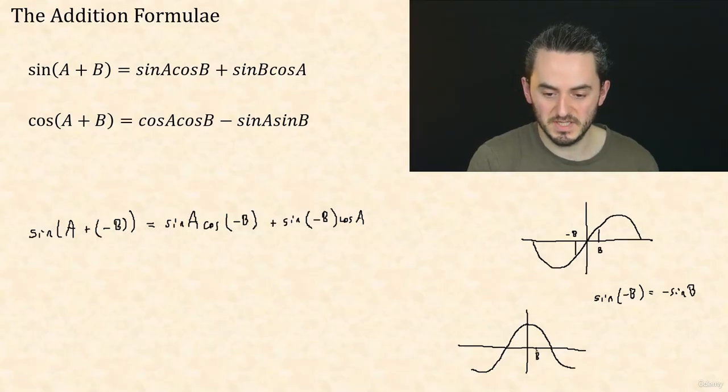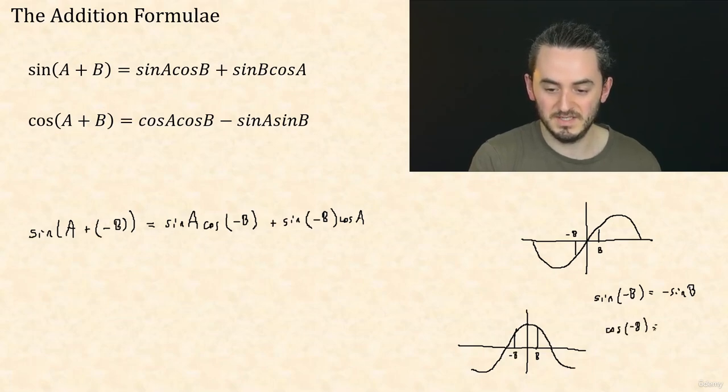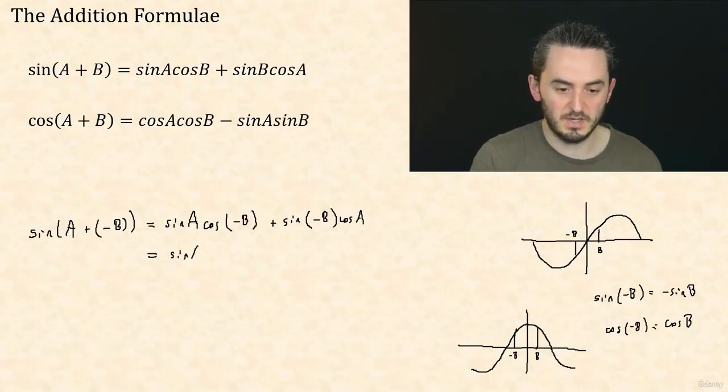So if cos b was here, well, cos of minus b is exactly the same thing. So cos of minus b is the same as cos b. So what that means is that sine A cos of minus b is still sine A cos b, because cos of negative b is just cos b, but sine of negative b is minus sine b. So that's minus sine b cos A.